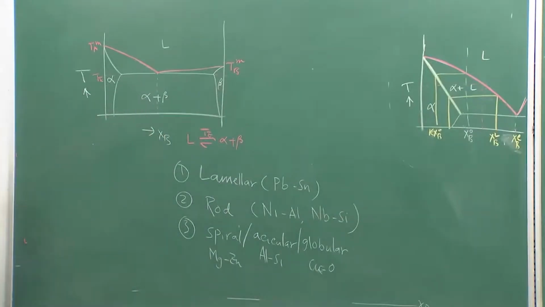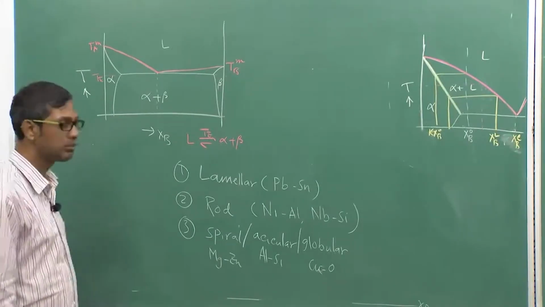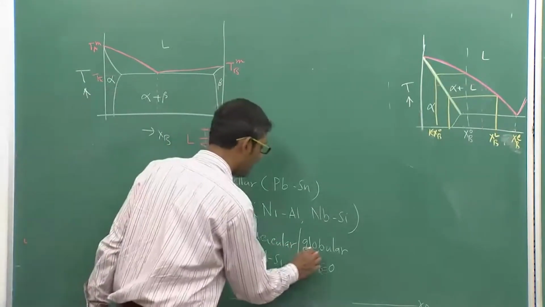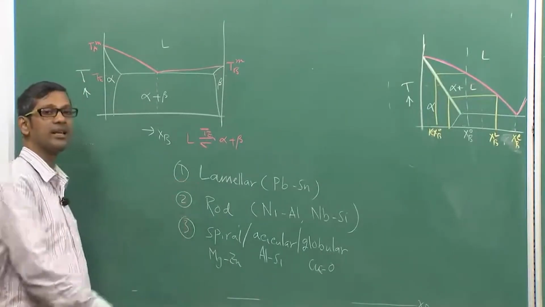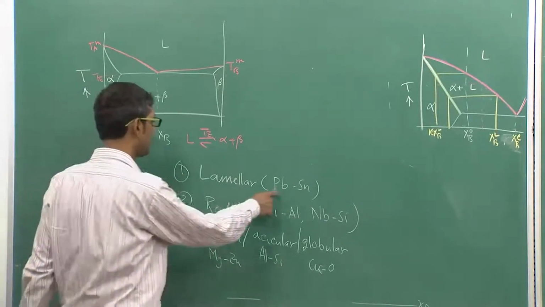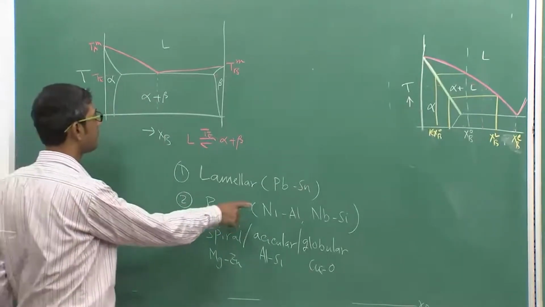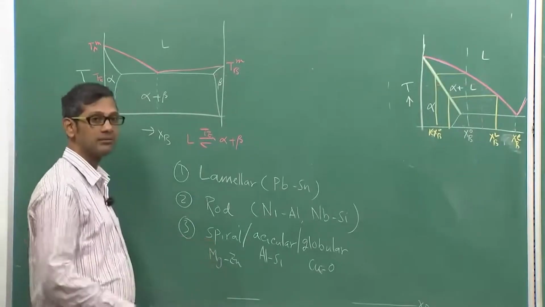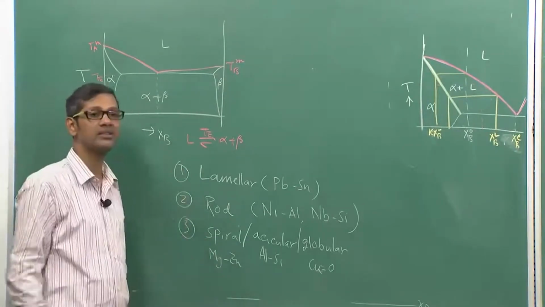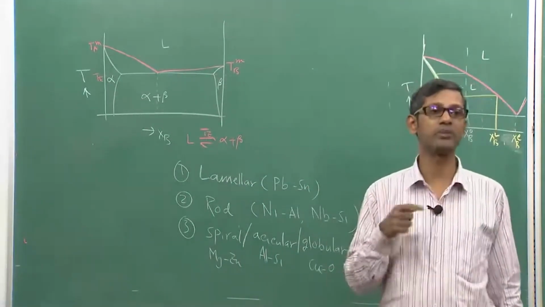There are many other morphologies, which I am not discussing. The important ones are these. You can also have eutectic with Chinese script microstructure, but those are very special cases; these others are routine. Normally most eutectics are lamellar, like lead tin, or rod type. Rod type eutectic normally forms when the volume fraction of one of the phases is low. You can also have a spiral if the two phases have different thermal expansion coefficients.